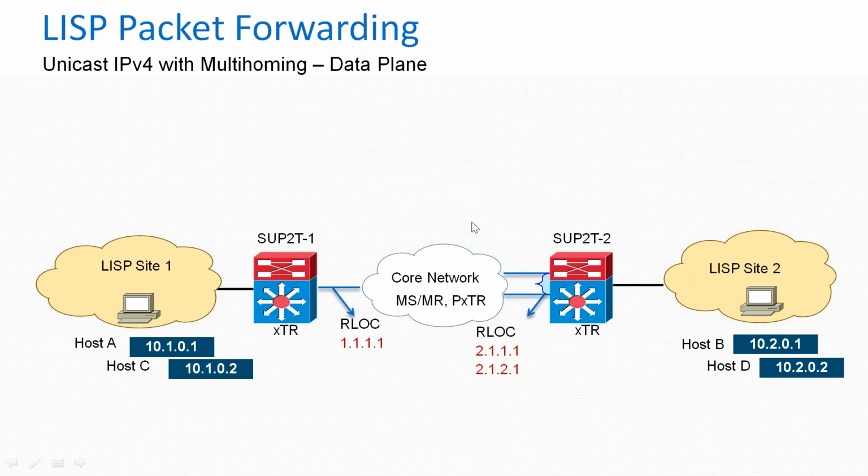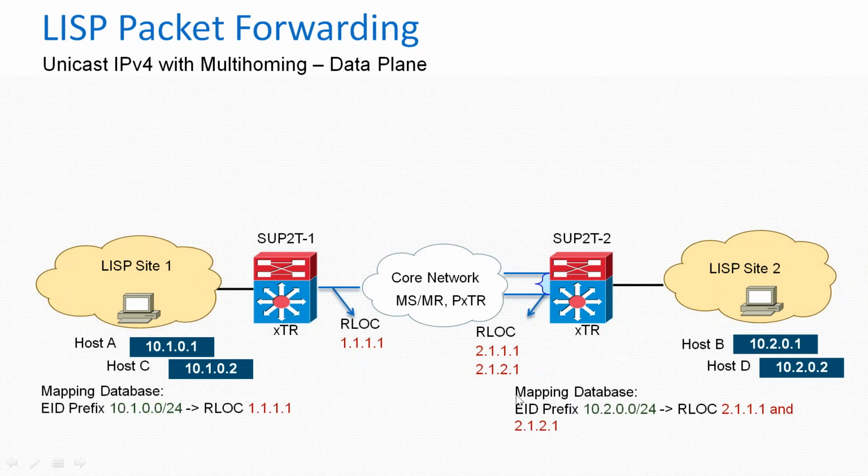Now the other advantage we have with LISP is multi-homing. How will multi-homing data plane forwarding work? Here you can see I have site 1 with two hosts, host A and C, and site B with two hosts, host B and D. So here I have A and C, here I have B and D, but inside site B I have two links, correct? Because this is a multi-homing type of infrastructure, that's why I have two locators. One is 2.1.1.1, the other one is 2.1.2.1. So this is my locator for site 1, and this is my locator for site B with respect to the data plane. Now how will the data move?